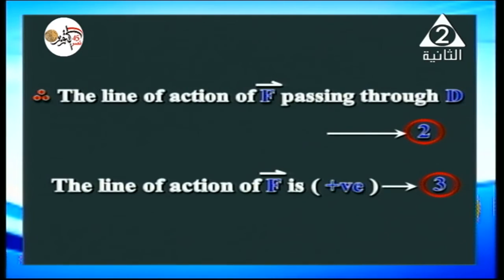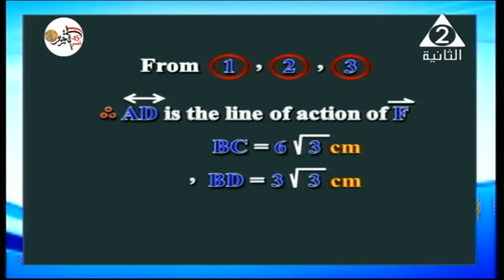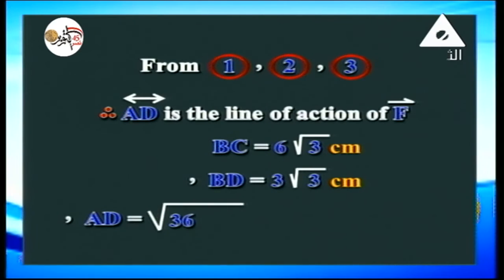We deduce from 1, 2, and 3 that the straight line AD is the line of action of the force F. BC equals 6 root 3 centimeter, BD equals 3 root 3 centimeter. AD equals square root of (6 root 3) squared plus (3 root 3) squared, equals square root of 36 plus 27, equals 3 root 7 centimeter. Then we deduce that the AD length equals 3 root 7 centimeter.